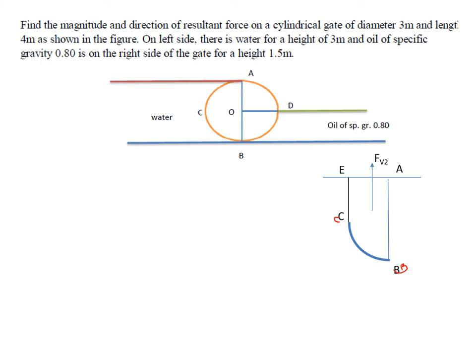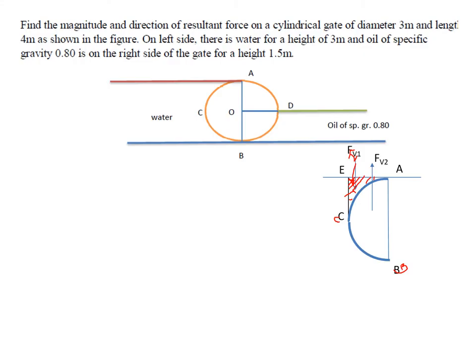Now because I want to find it on the curved surface ACB, I will take ACB. It is the weight of the liquid from the curved surface to the free surface, so only this portion, for this surface, which is CA. Since this water is acting directly on the curved surface, it will be pointing downwards like this, which is FV1.